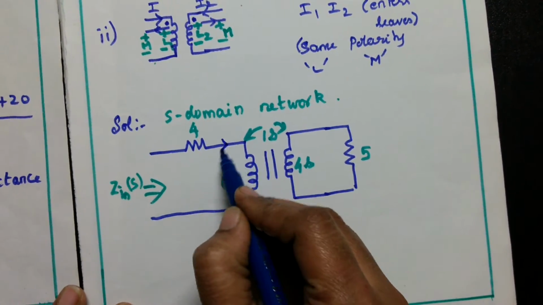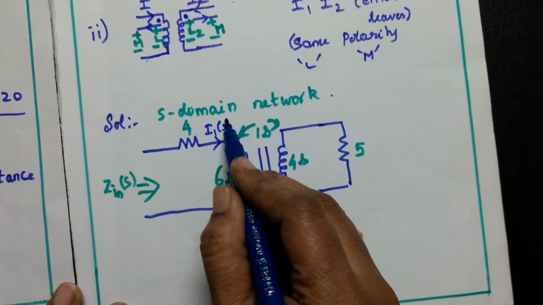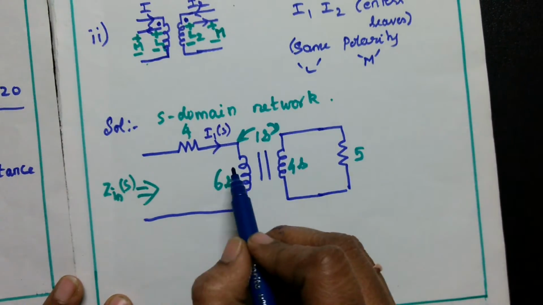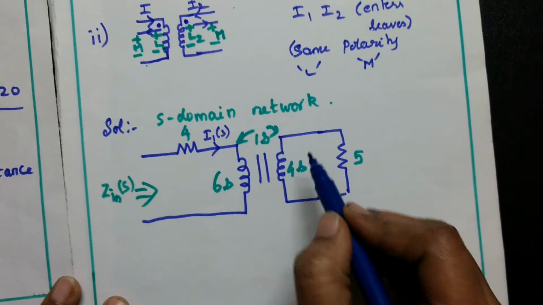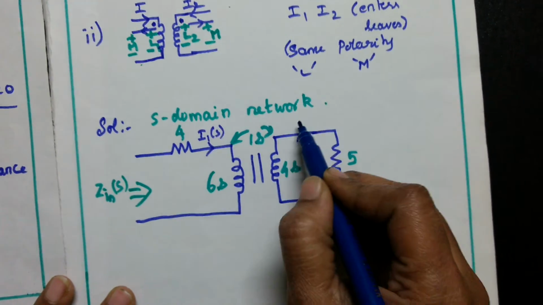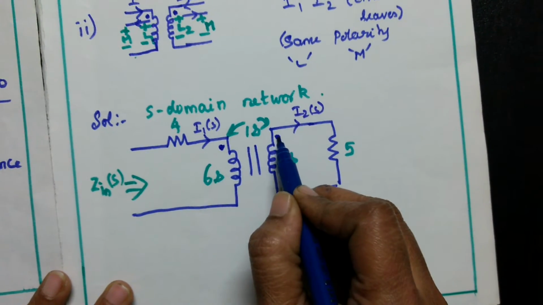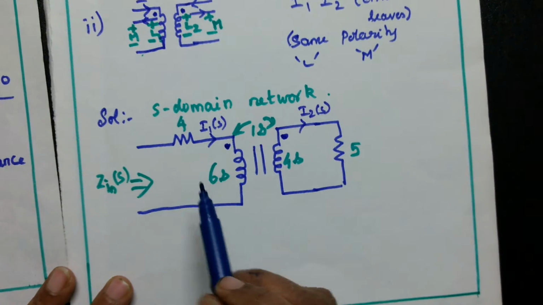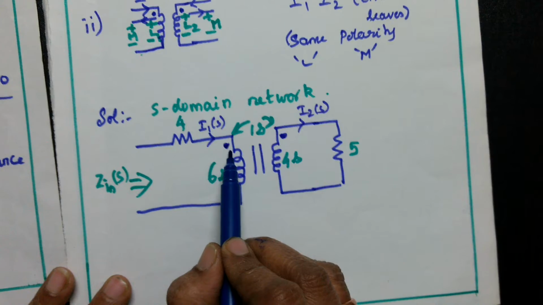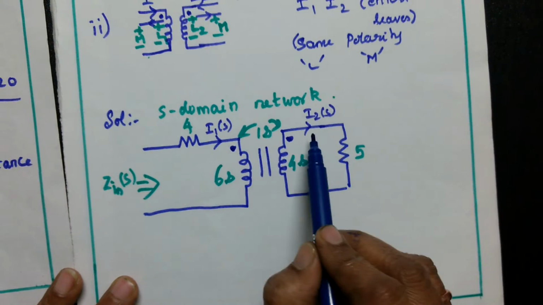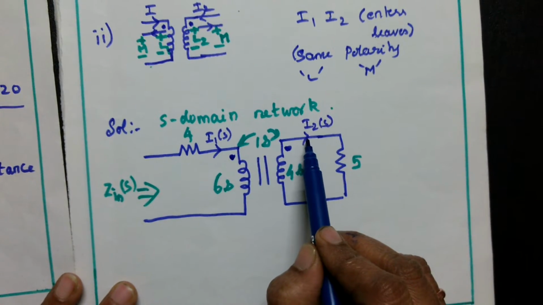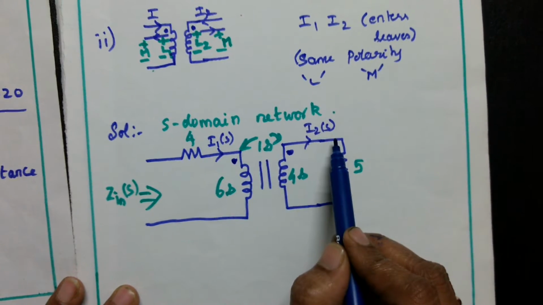So let me consider I1 of S as the current at the primary side, and I2 of S is the current at the secondary side. So dot representation is given here. I1 of S is entering at the dotted end at the primary side. I2 of S is the current at the secondary side, which is leaving from the dotted end.